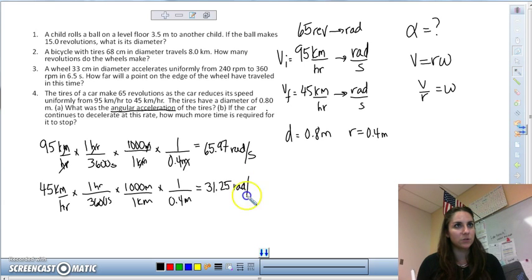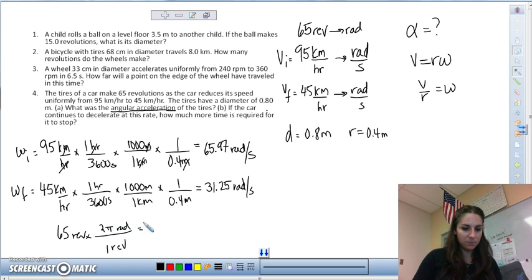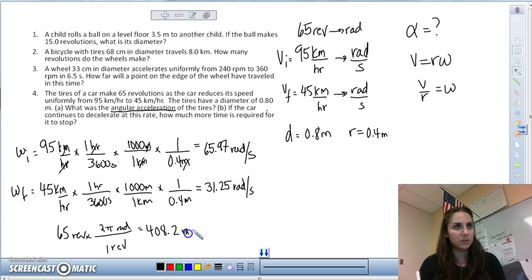Alright, now that conversions are done correctly, it goes from here to here. So this is omega i that we found, and this is omega f. The other thing we have to convert is our 65 revolutions into radians. In 1 revolution, there are 2 pi radians. So 65 times 2 times pi gives me 408.2 radians. Now that we have all of this, I can use omega final squared equals omega initial squared plus 2 alpha theta.